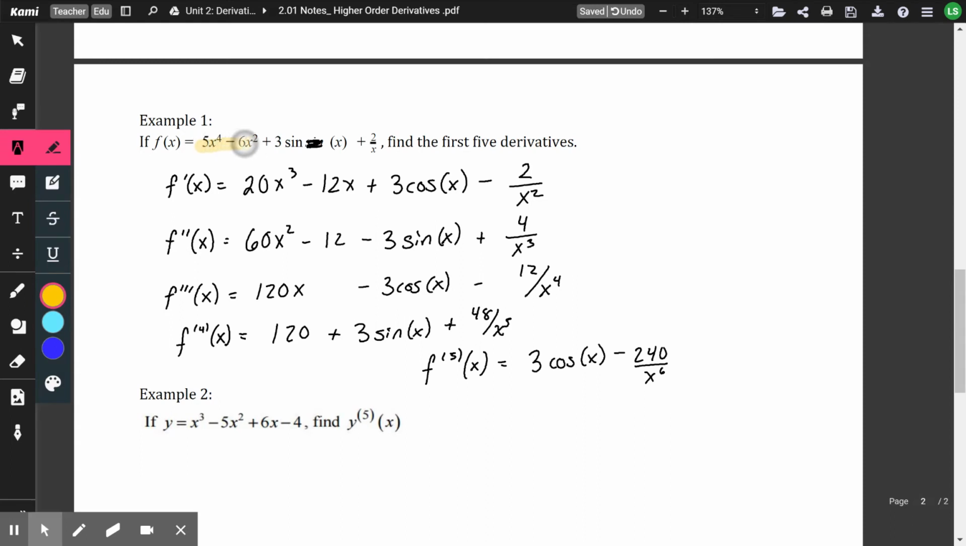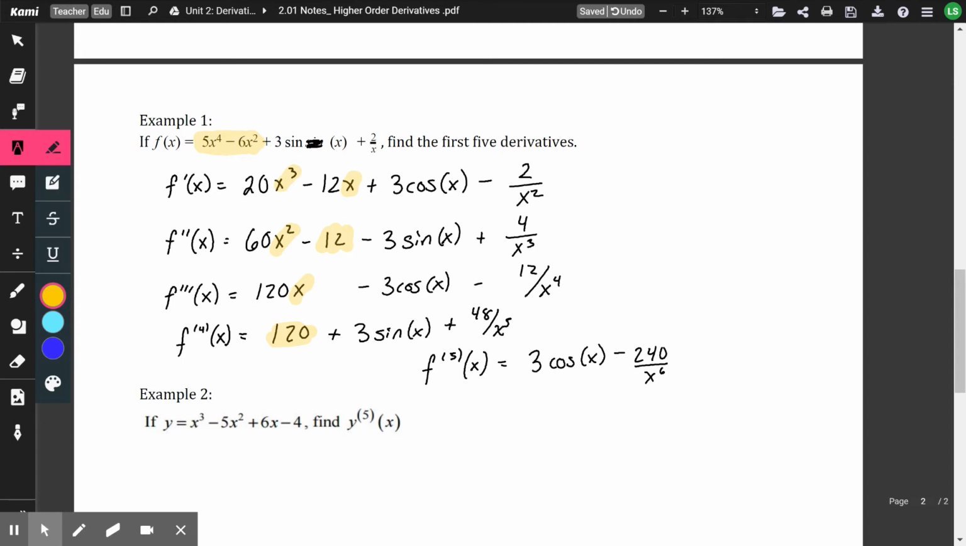For the first 2 terms in our function, they are polynomial terms. And because we're taking 5 derivatives, think about what happened to all of those terms. The 5x to the fourth turned into an x to the third, then an x squared, then an x, then a constant, and then changed to 0 for our 5th derivative. The negative 6x squared changed into an x to the first term, then into a constant, and then disappeared altogether.